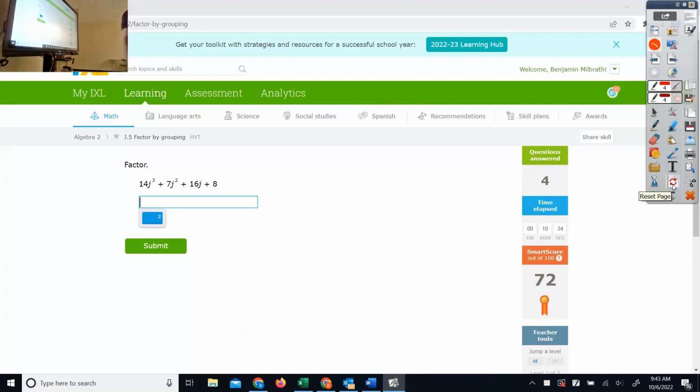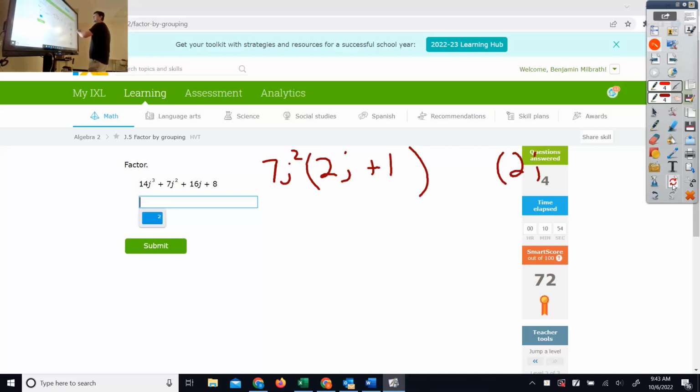So the first two terms contain a 7 and a j squared. I pull 7j squared from 14j cubed, there's a 2j left over. If I pull 7j squared from 7j squared, the leftover factor is 1. Again, these should repeat. 2j plus 1 ought to repeat. And to create that 2j plus 1, looks like I have to pull an 8 and there's a positive 8.